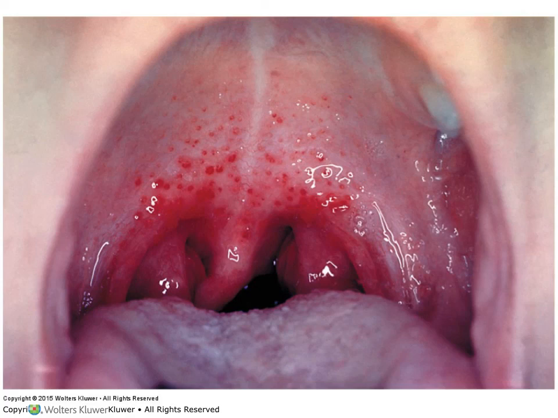So petechiae on the palate, a bright red pharynx with a swollen red uvula, is a classic sign of a strep infection. It's very angry looking. And it's an indication of a bacterial infection. So if you ever saw a throat like this, you would definitely want to make sure the patients had a throat culture. So that's all I'm doing for this body system assessment.